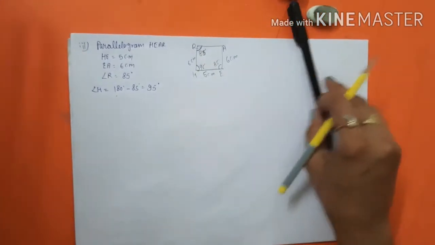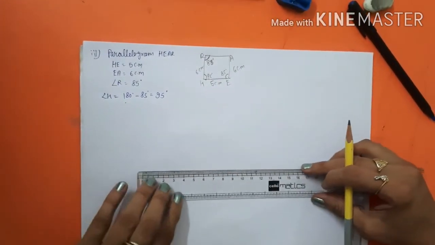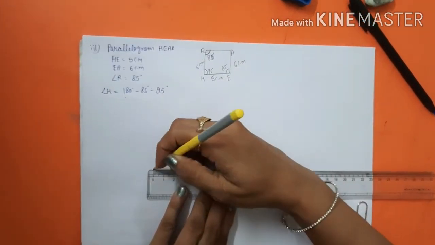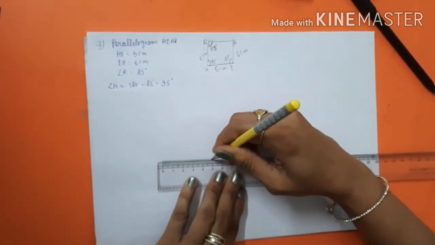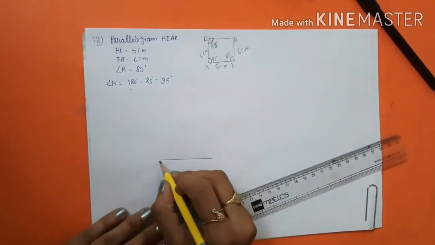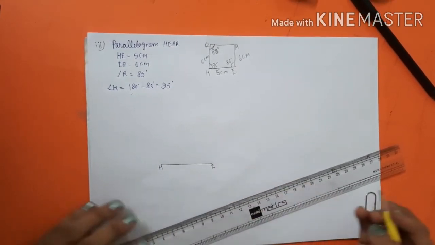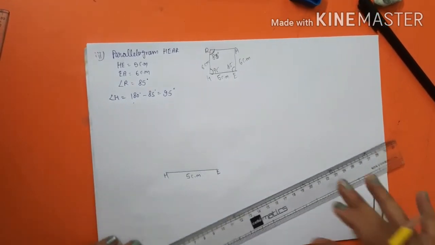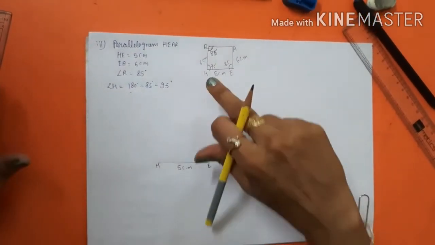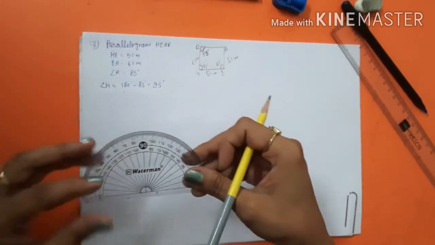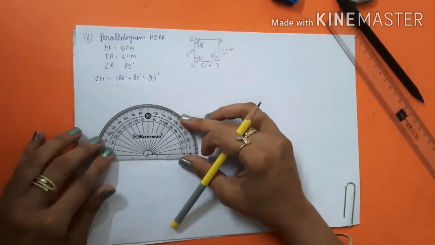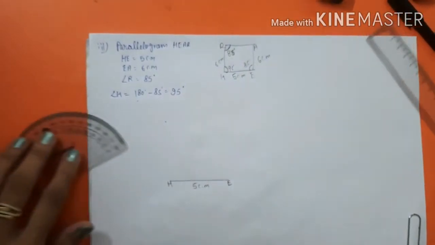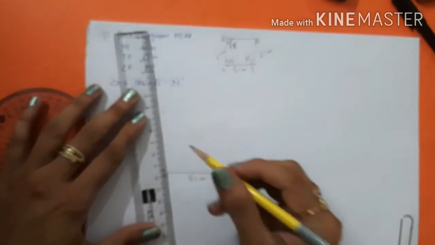So we'll start construction. First we'll draw line HE, 5 cm. This is 5 cm at E. 5 cm. We'll construct an angle of 95 degree with the help of protractor. 95 degree. We'll join.